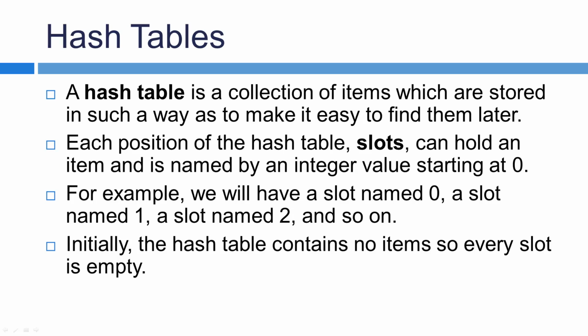Alright. So what is hashing and what's a hash table? A hash table is a collection of items which are stored in such a way as to make it easier to find them later. Each position of the hash table, known as a slot, can hold an item and is named by an integer value starting at 0. So for example, we will have a slot named 0, a slot named 1, a slot named 2, and so on. Initially, the hash table contains no items, so every slot is empty.